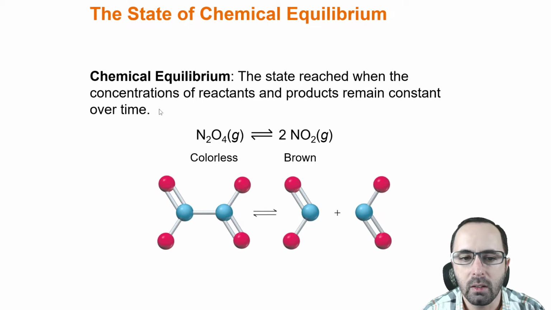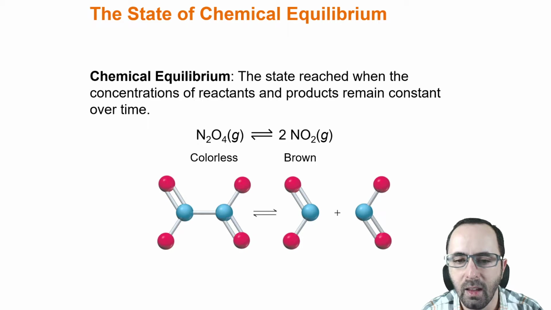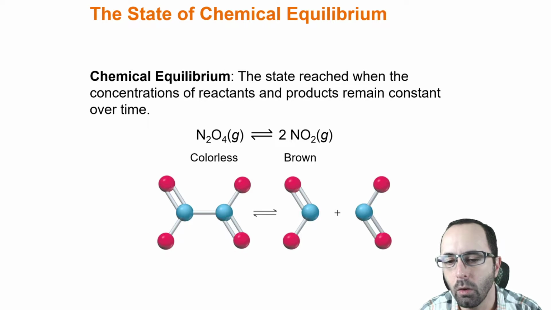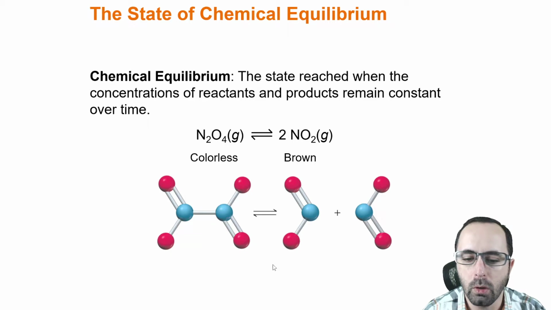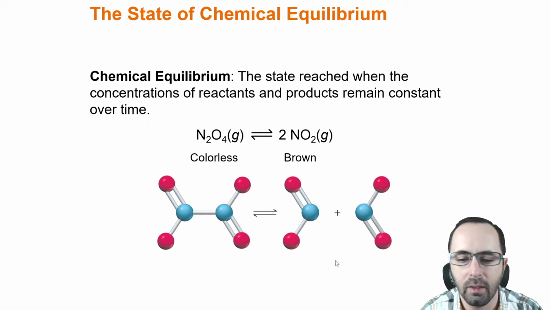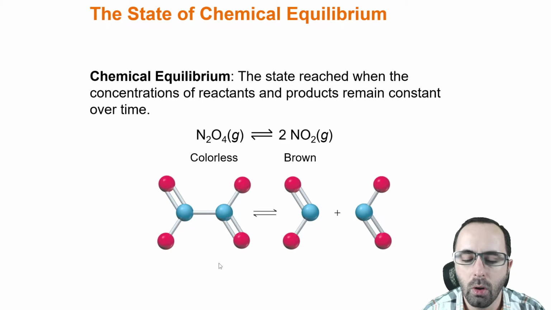And so here we've defined chemical equilibrium. The definition here is a little bit different than we had when we were in the kinetics chapter. We're saying it's a state that's reached when the concentrations of reactants and products remain constant over time. And this is a consequence of the fact that the forward reaction is proceeding as quickly as the reverse reaction, and therefore it appears like the concentrations of reactants and products are not changing. It's just that they're being interconverted between each other at the same rate.